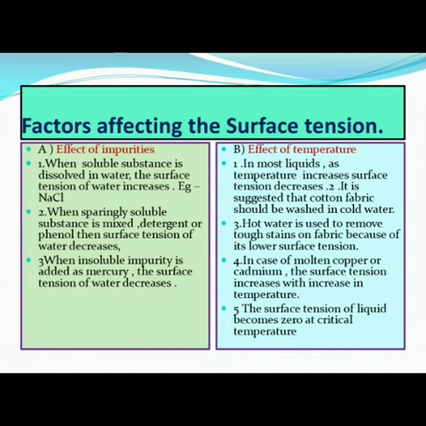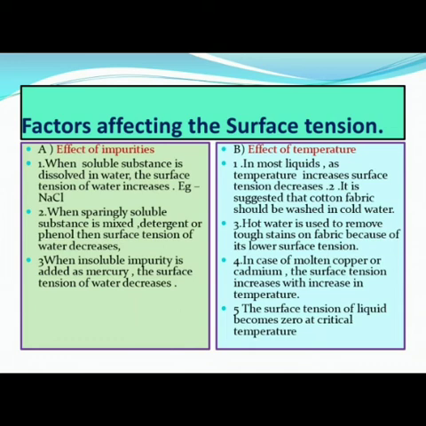Let's move on to the second factor. Let us talk about the effect of temperature. In most liquids, as the temperature increases, the surface tension decreases. It is suggested that cotton fabric should be washed in cold water. Let us move on to the example of hot water. Hot water is used to remove the tough stains on the fabric because it lowers the surface tension. And whatever dirt is aligned on it could be easily removed.